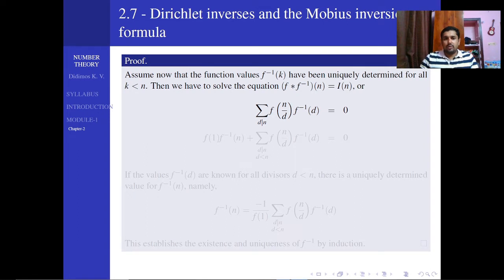So we need to solve the equation f star f inverse of n is equal to I of n, or by definition sigma d divides n of f of n by d f inverse of d equal to 0.